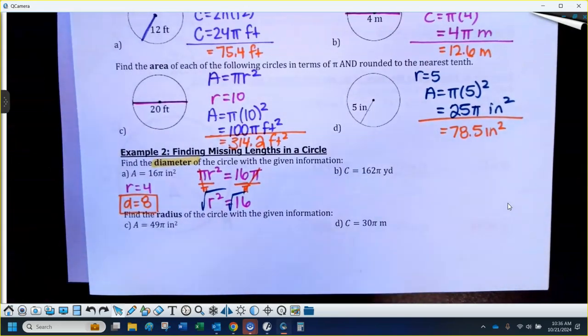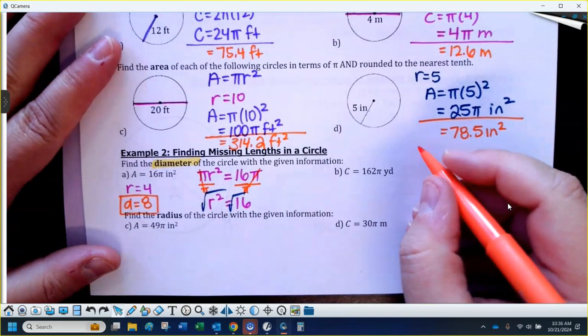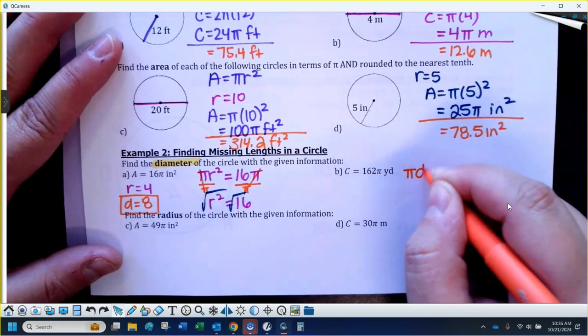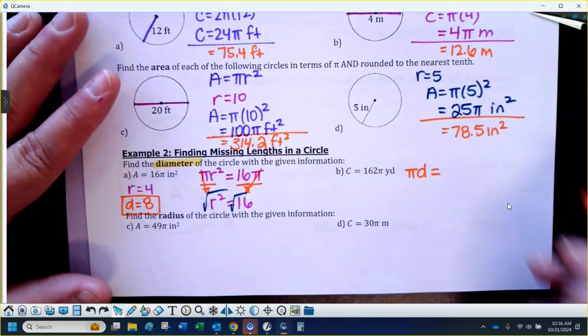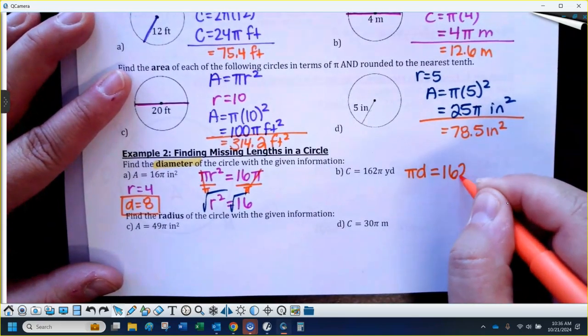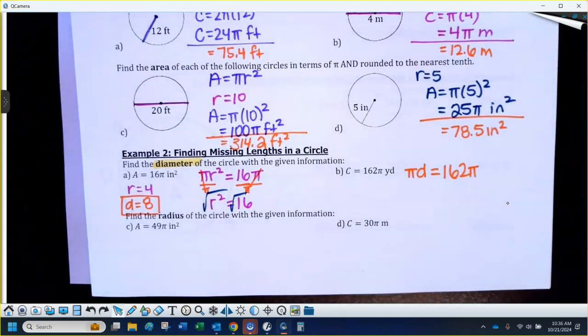Now, this question specifically wants me to find the diameter. So with my circumference, I have 2 formulas to pick from. I would pick the formula that involves the diameter, right? Pi times the diameter is your circumference. And then that equals, in this example, 162 pi. They're giving me their circumference. I'm just substituting the circumference formula, but specifically with the diameter, because that's what I'm looking for.